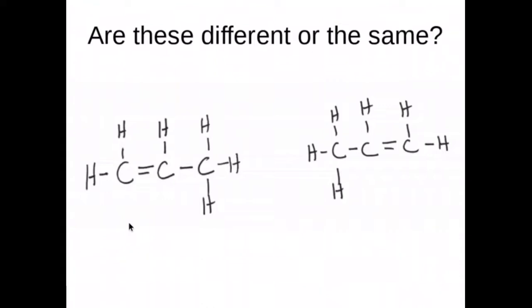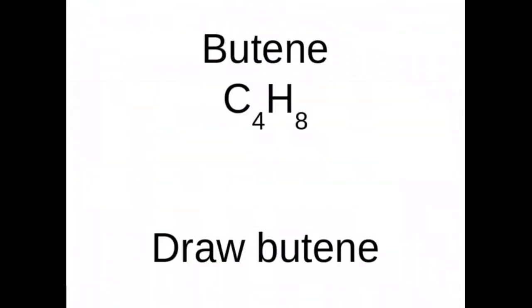What is the name of the next member of the alkene family? What is the formula for the next member of the alkene family? The next member of the alkene family is butene, C4H8. Try to draw butene on your own.